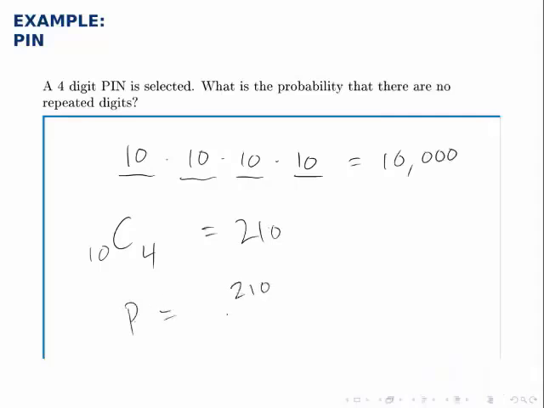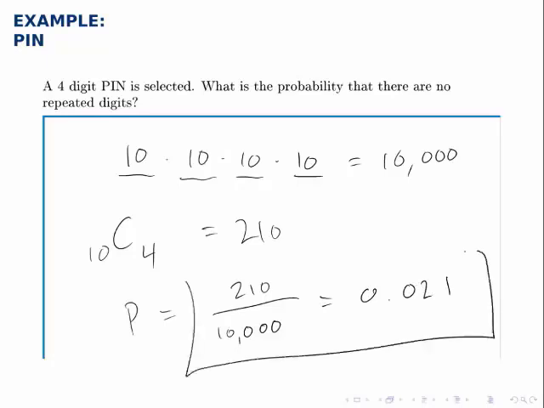is the number of ways that can happen divided by the total number of possibilities for what can happen. 210 divided by 10,000, which as a decimal is 0.021. So about a 2% chance that no digits repeat.